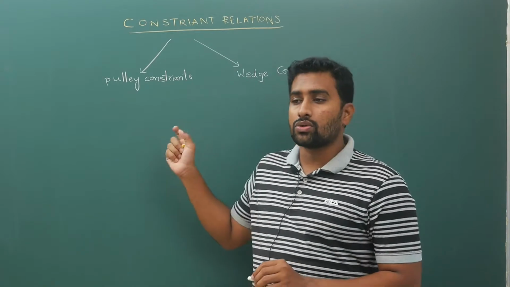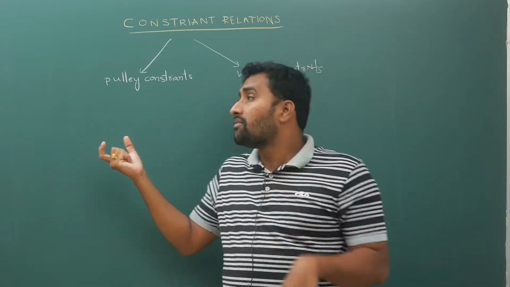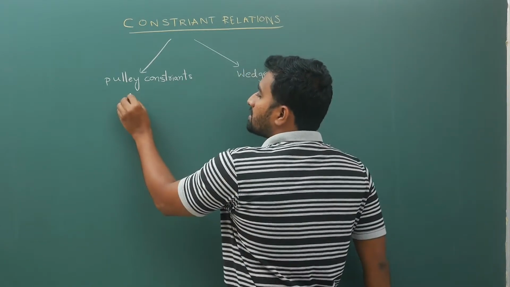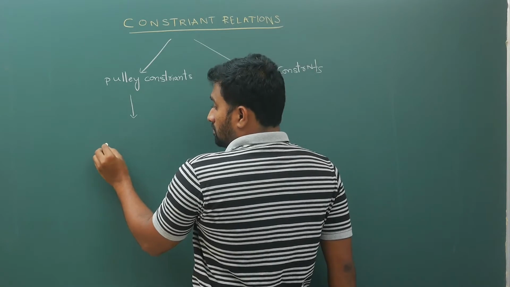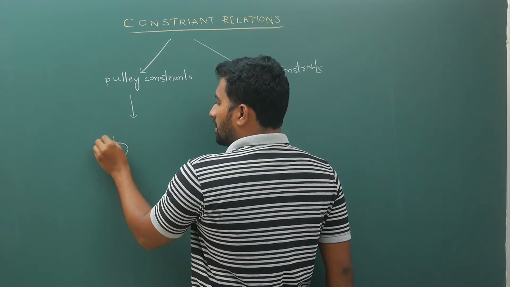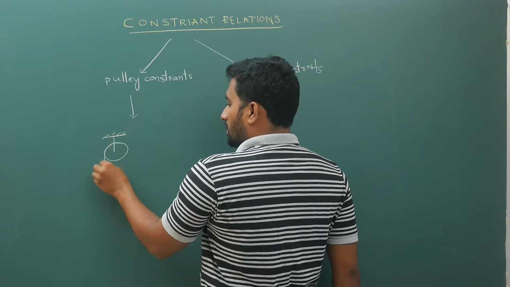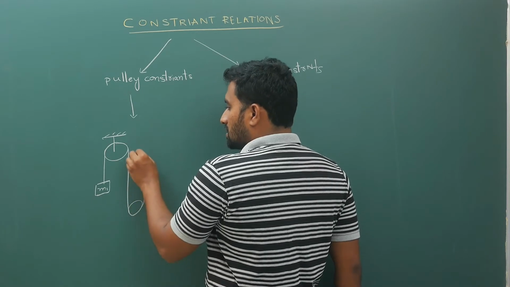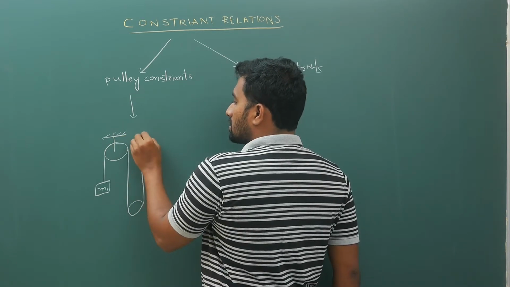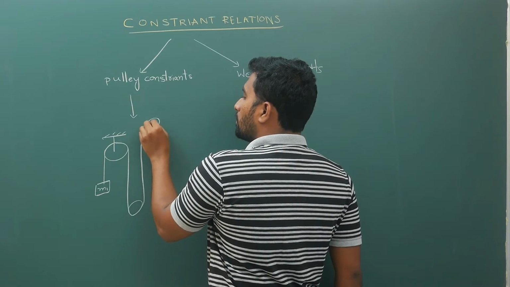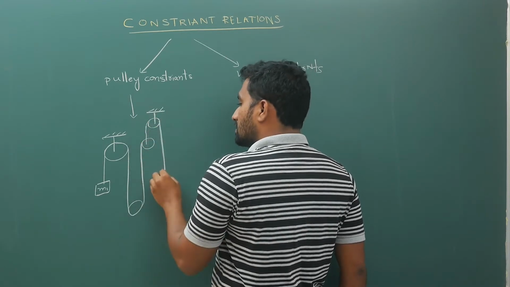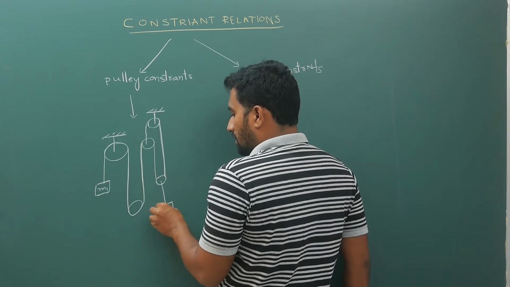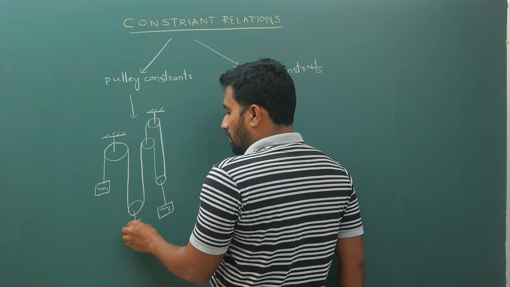As I told you, constraint relations are conditions. Those conditions in your JEE syllabus will mainly involve either a pulley or a wedge. Now for a pulley example, if you have a figure like this, which consists of a block of mass m1, attached to this there is one more pulley, and attached to this there is one more pulley, and let us say you have m3, and you have m1 like this.